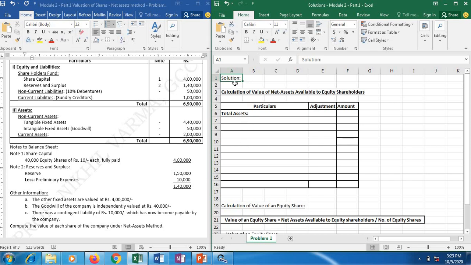Okay. See, I have taken the solution here. First, we are going to draw this table. We are going to first find out the value of net assets available to equity shareholders. So we'll take all the assets first. We'll take tangible fixed assets. Market value is 4 lakh. Then we will take goodwill. Goodwill, we have market value, right? We will take 40,000.